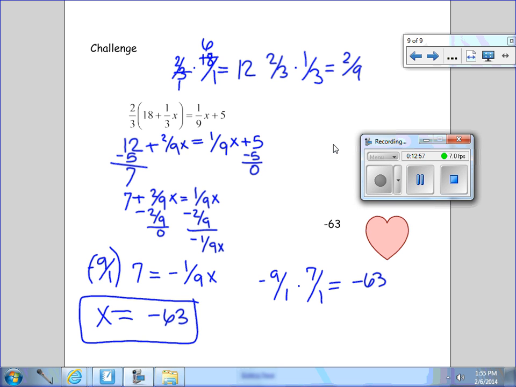Then on this example, we subtracted 5 from each side of the equation. Then we ended up with 7 plus 2/9 x is equal to 1/9 x. We subtracted 2/9 x from each side, which brought us to 7 is equal to -1/9 x. In order to isolate the x, we multiplied each side by the multiplicative inverse, -9 over 1. And then -9 times 7 is -63. So x is equal to -63.